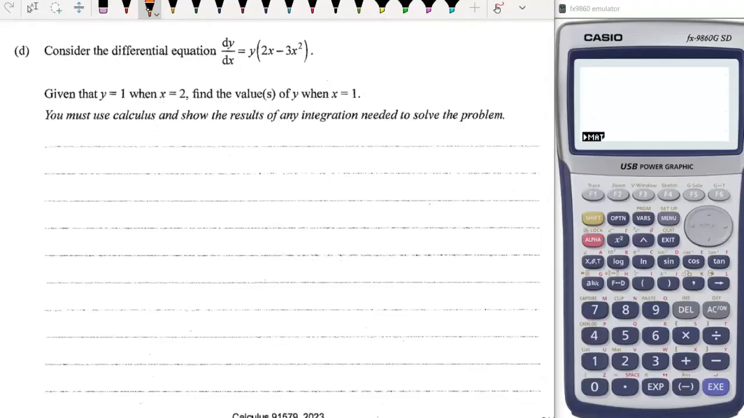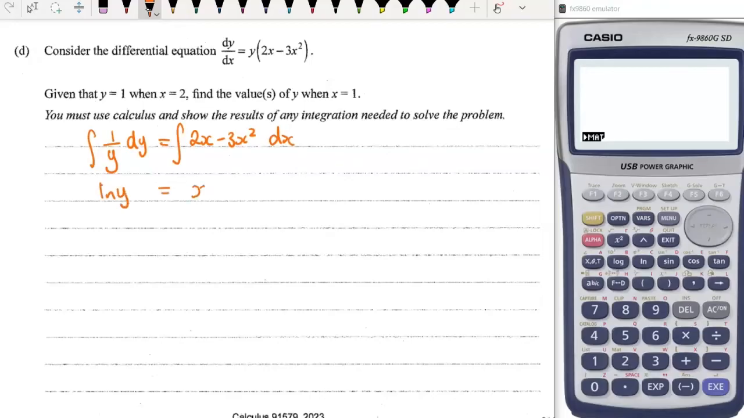Right, for part D, we have y's and x's all mixed up on one side, so we need to separate those variables before we can do any integration. Bring the y over to the left and it becomes 1 over y. Take the dx up and to the right, we have 2x minus 3x squared dx, and we are integrating both of those. So 1 over y becomes log y.